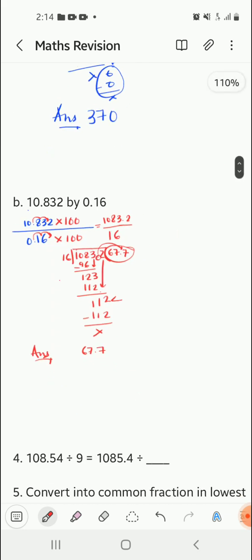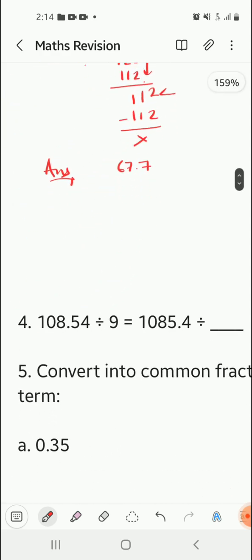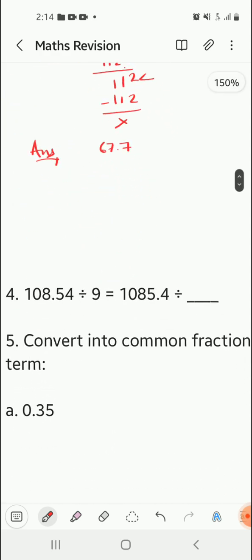Moving on to the next question. Again, this is a mental math sum. You can see we have got 108.54 divided by 9, and here we have got 1085.4. You have to find out with what we should divide this.